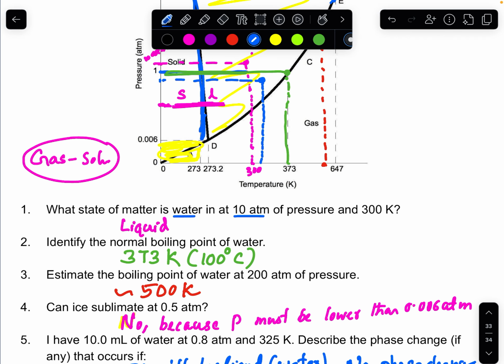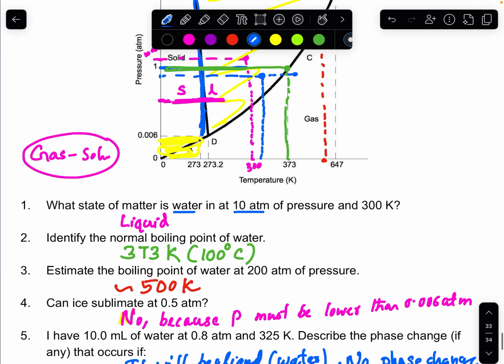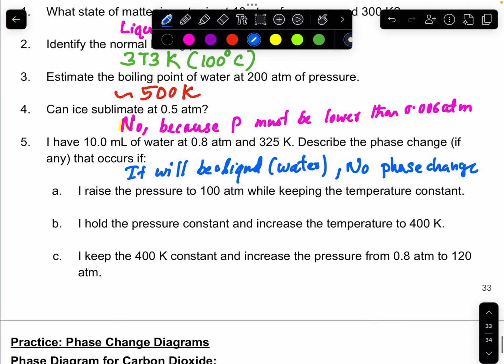You can increase the temperature to make it happen. If you go here, that will convert it into gas. But now the temperature is only 325. We need to go above 373 Kelvin to make that happen.